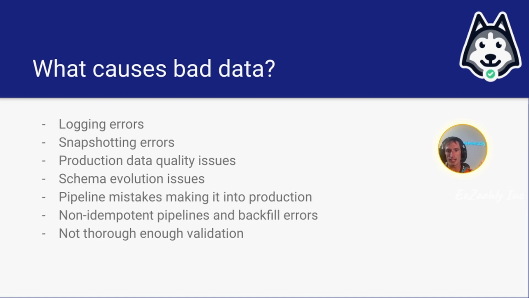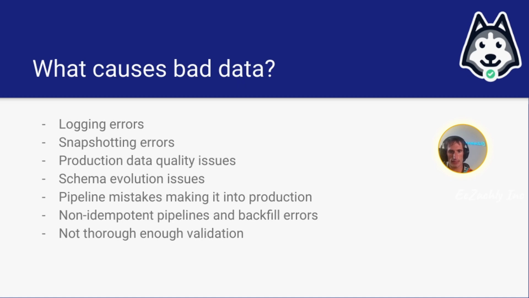Schema evolution can happen both for snapshotting errors and for logging errors, because the logging schema can change in production, and then it doesn't match your table schema. Same with the production table can change and it doesn't match the table in your data lake. Those are problems.